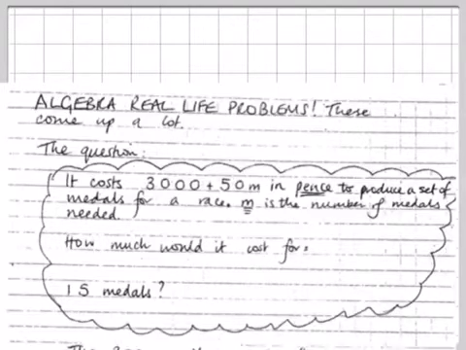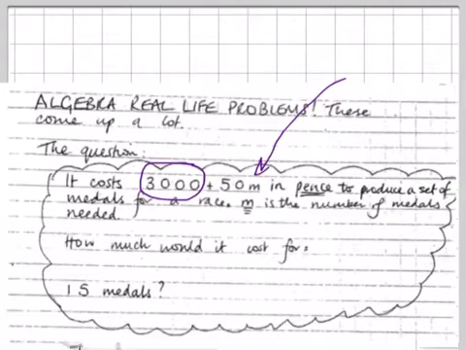So the idea with this one is that you have to pay that 3,000 pence for the mould, and you only pay it once, and it doesn't matter how many medals you actually make. Then for every medal that you want to produce, that's an M, you have to pay an extra 50 pence for the metal that goes into it. So if we were looking at 15 medals, how would we go about working that out?